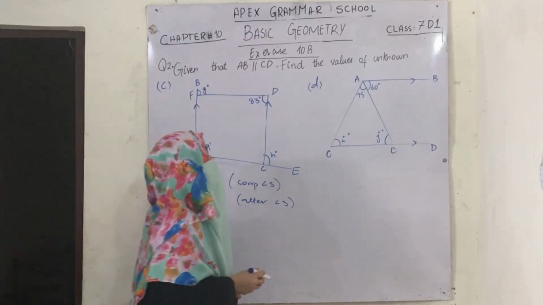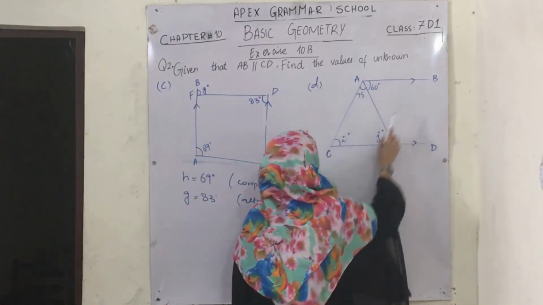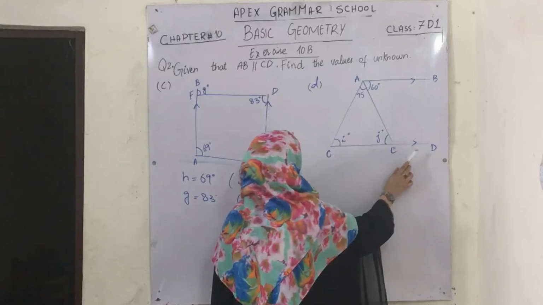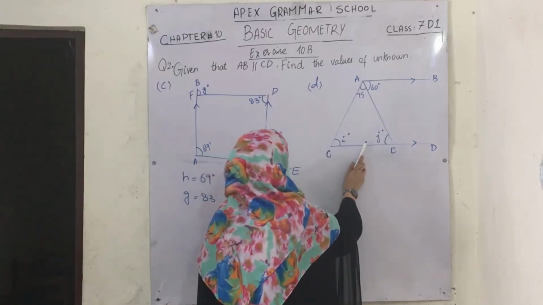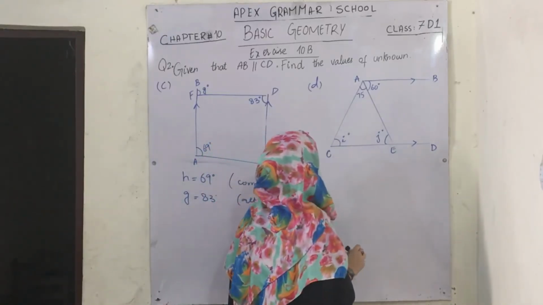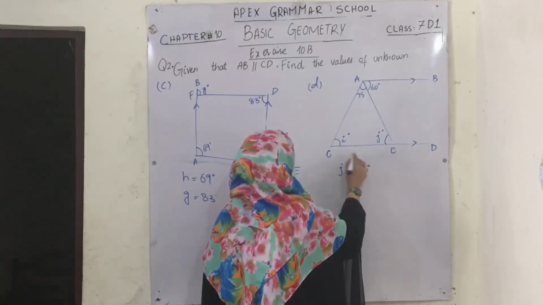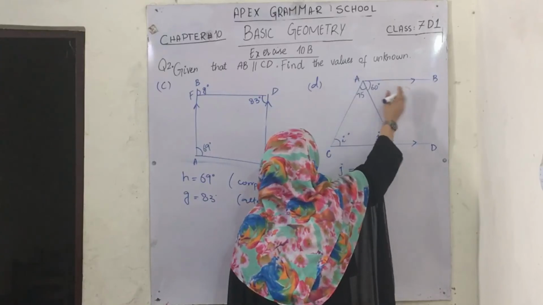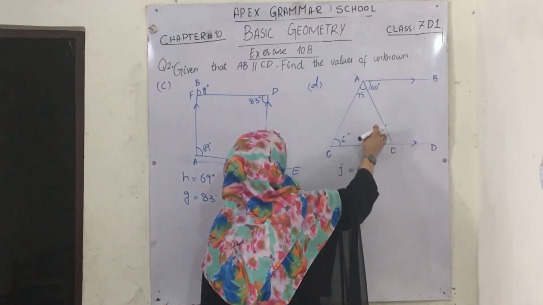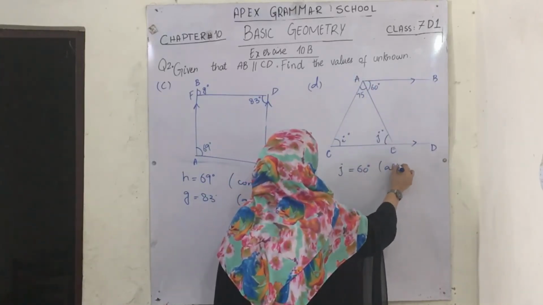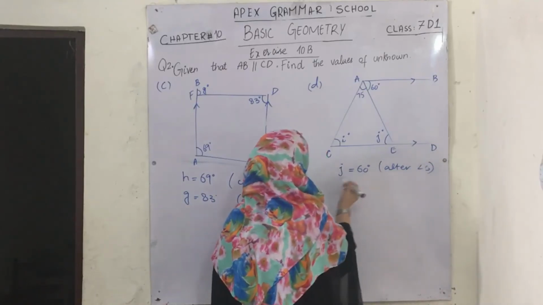Question number 2, D part. In the D part, you can see that the line AB is parallel to CD. There are two unknowns, I and J. We are given angles 75 and 60 degrees. You can see that J is equal to 60 degrees. These are two parallel lines, and this one is the transversal line. So J and 60 are alternate angles, hence they will be equal.